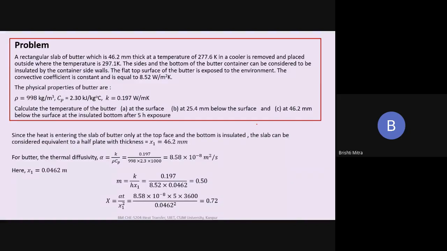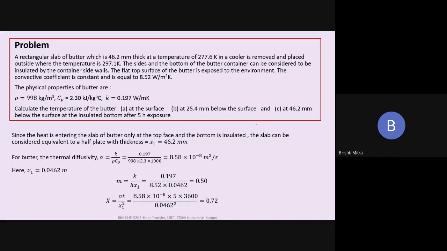Before I end, let me do one problem to show you how to use these charts. If you notice, a lot of these unsteady state heat transfer problems are actually very practical situations that we face in everyday life. So let us look at this problem and see what it is.